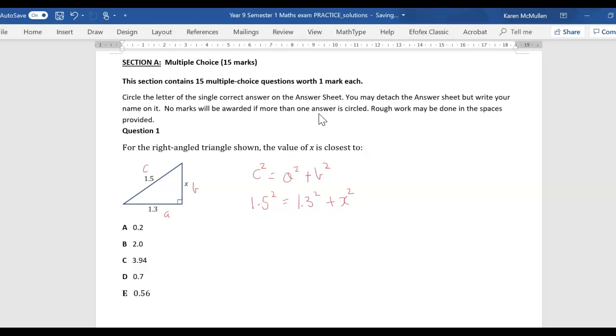All right, so to get x by itself, we're just going to subtract 1.3 squared from both sides. So x squared is equal to 1.5 squared minus 1.3 squared. So you'll just notice I switched sides. So I put our unknown on the left side and everything else on the right-hand side. All right, to get x by itself, we do need to take the square root of 1.5 squared minus 1.3 squared, and then we just put that into the calculator. All right, so remember it is closest to, so I get, when I put on my calculator, 0.748. We're not rounding here, so I just have to find what is closest to that, and that is option D.